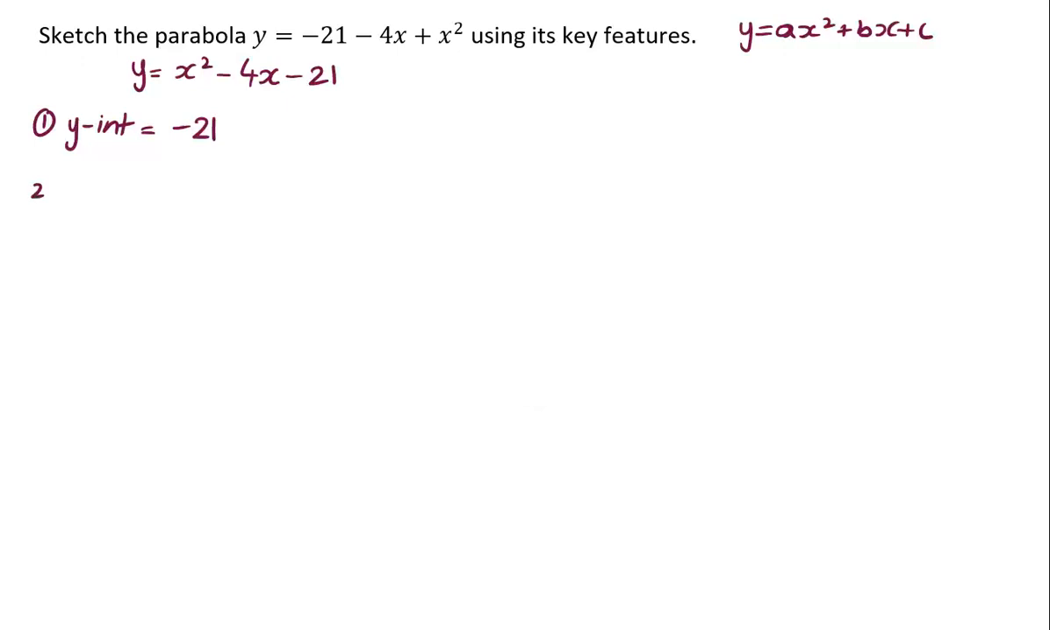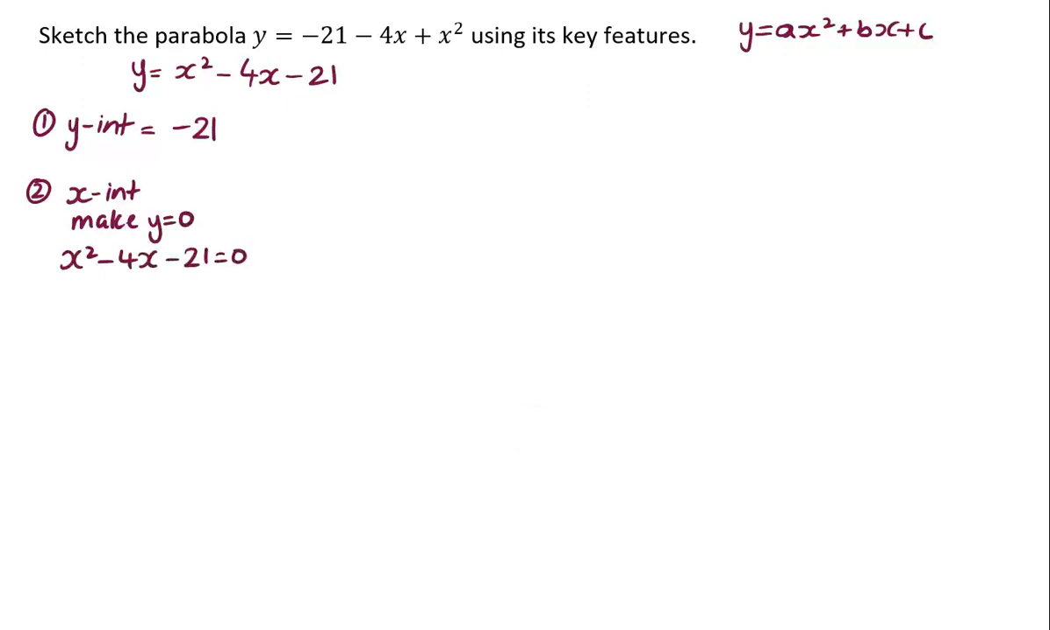The next key feature we need are the two x-intercepts. We assume it's going to be 2. It could be a double root where we have 2 of the same solution, or it could have no solution. So to find our x-intercepts, we need to make y equal to 0. And so we substitute that into our formula. I'm going to write it the other way around because we're more familiar with it that way. And that is equal to 0.